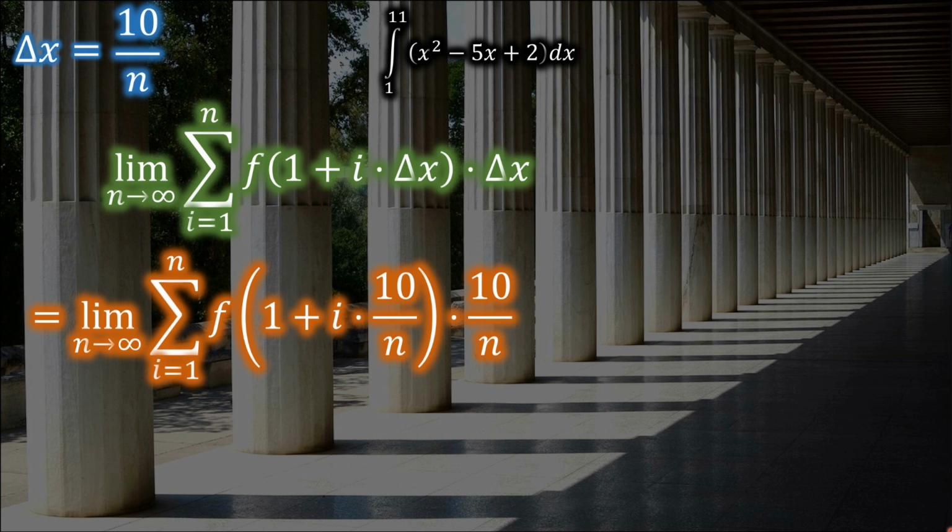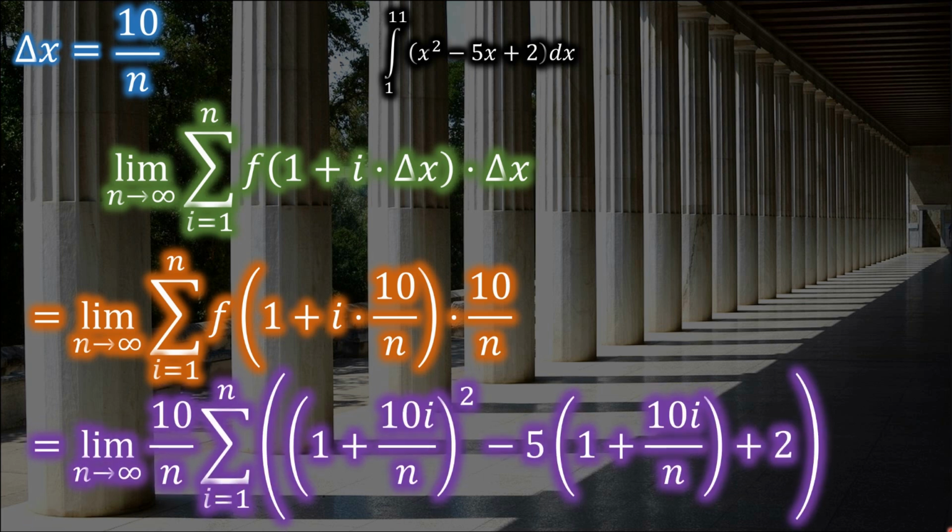Okay, well I know delta x, that's 10 over n. So I get i times 10 over n on the inside, and a 10 over n on the outside. I can clean this up a little bit. Yeah, that's probably not what you had in mind when I said clean it up, but we're making progress toward our destination. What happened here? Okay, deep breath.